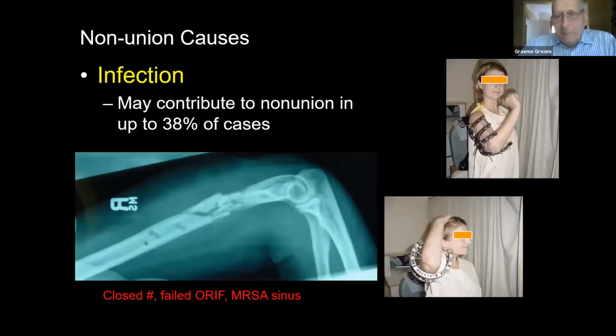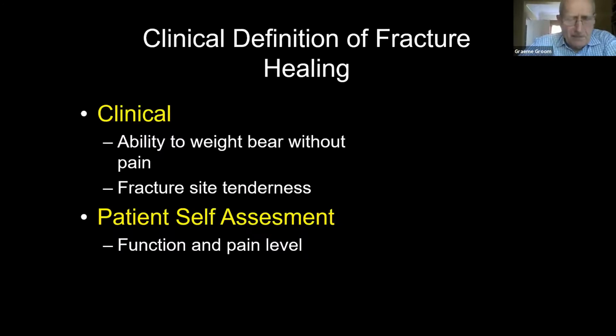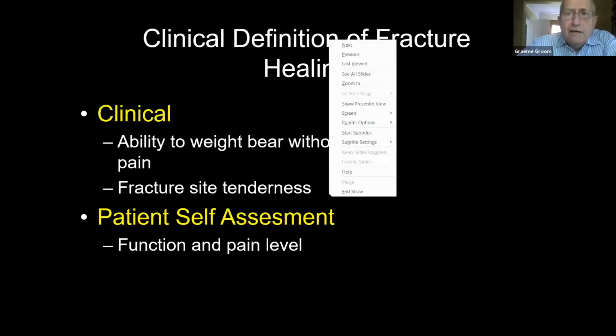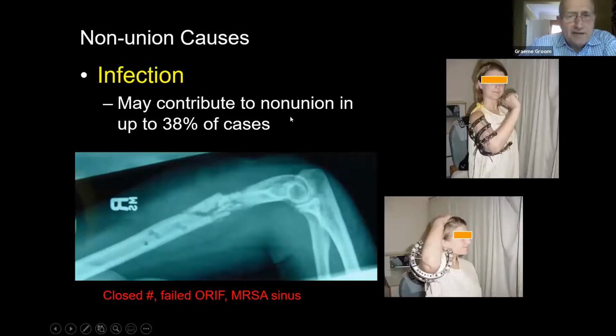Now, infection is a powerful cause of fracture non-union, and it's why we obsess about it. And David has found this figure of 38% of cases in which infection contributes to non-union. And this young woman had a closed fracture, failed internal fixation, and an MRSA sinus. I don't know if you can see my cursor, but in terms of this very straightforward plain film, you can see the soft tissue indentation of where the sinus is. So this has been extremely well known to you all, but it's useful to have an image of the soft tissues as well as of the bone.